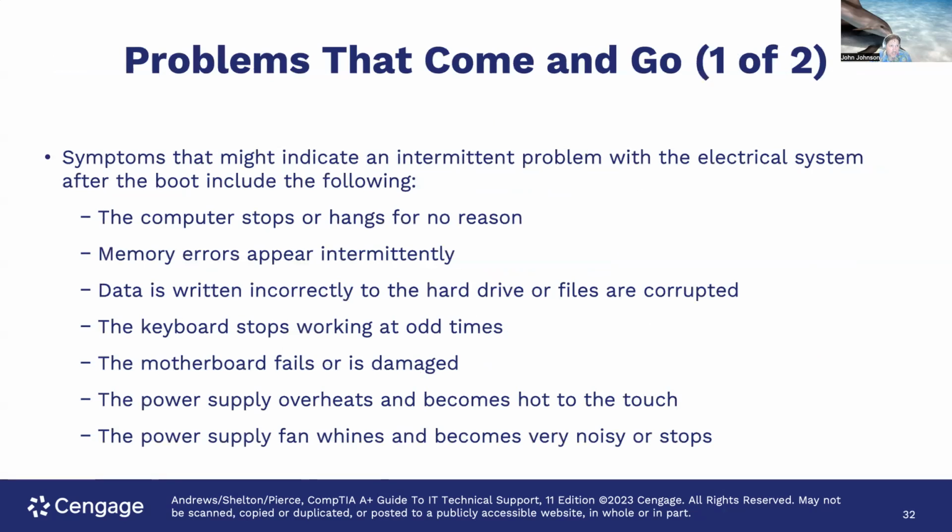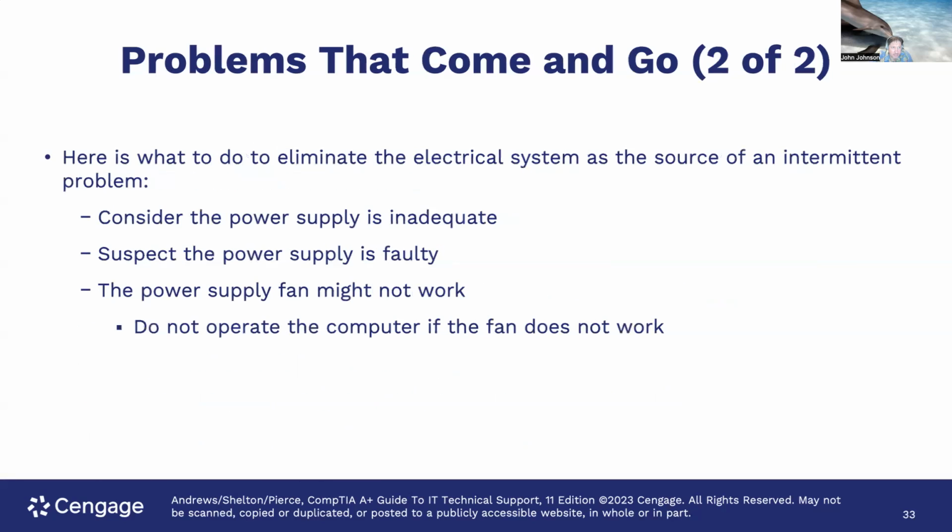Here are some problems that come and go and are a little bit more difficult to nail down. The computer stops or hangs for no reason. Memory errors appear intermittently, but not on a regular basis. Data is written incorrectly to the hard drive, or files are corrupted. That's a painful one. The keyboard stops working at odd times. The motherboard fails or is damaged. The power supply overheats and becomes hot to the touch. The power supply fan whines and becomes very noisy or stops.